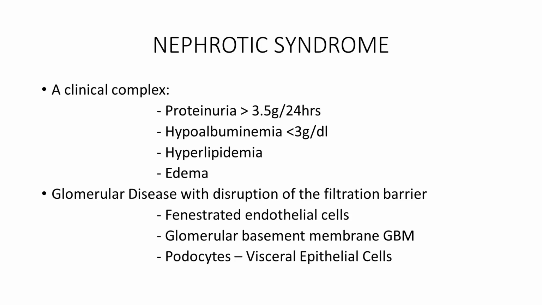Hyperlipidemia and edema. Whenever you define nephrotic syndrome, you have to mention all these four things: the proteinuria of more than 3 grams, hypoalbuminemia of less than 3 grams, and hyperlipidemia and edema. And in this, you can also add another feature, which is called lipiduria. Now, what happens in nephrotic syndrome? You have to understand this thing.